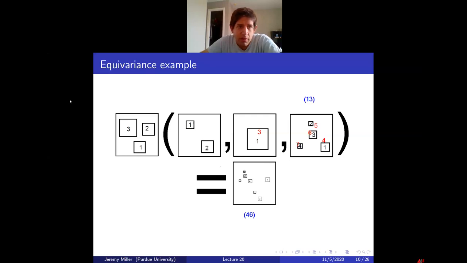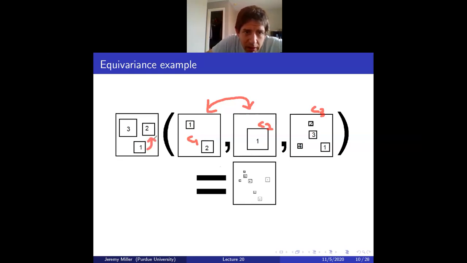Okay, the other kind of equivariance is what happens if you do a permutation on the inputs. So if you swap the inputs, if you swap 1 and 2, that has the effect. We'll call this cube 1, this picture cube 2, this picture cube 3. That is the same as swapping.